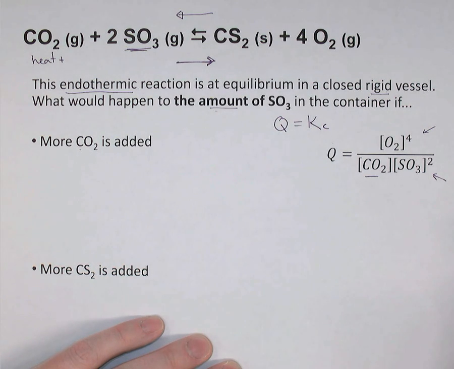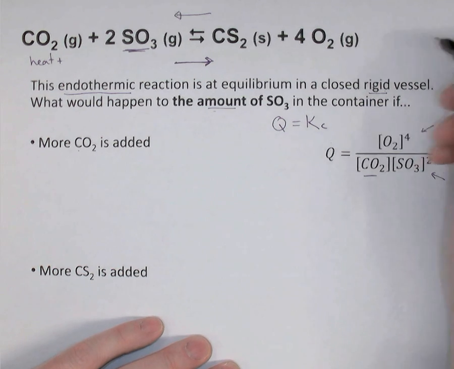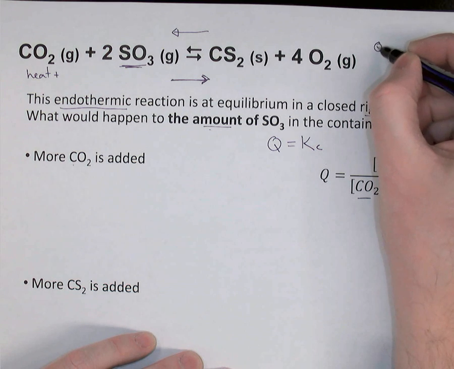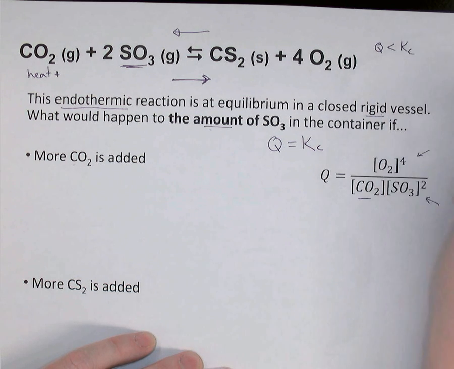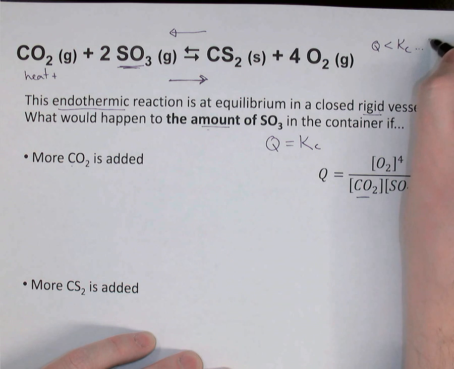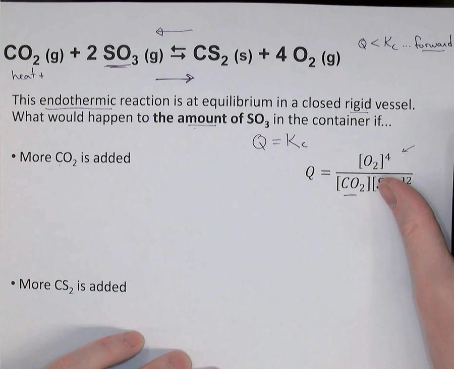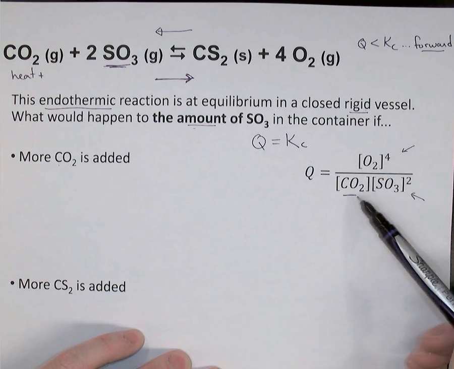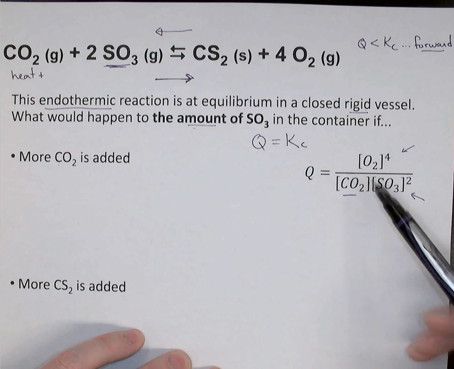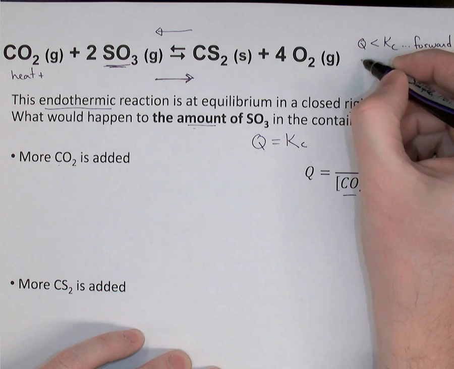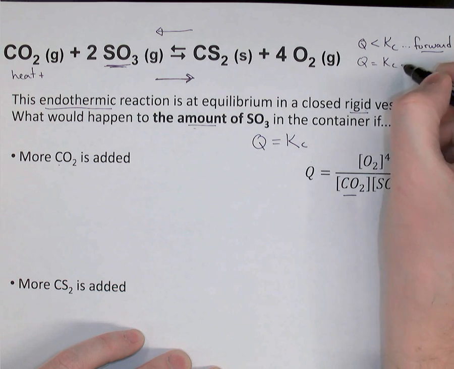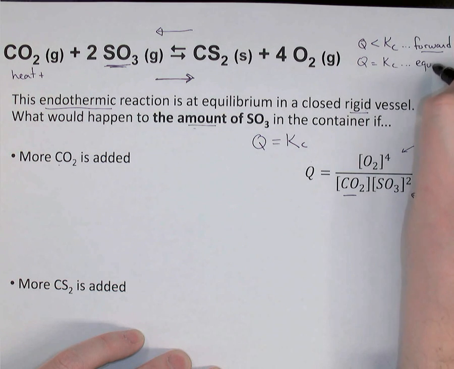Now, rather than go through all that reasoning about Q, if it's smaller than Kc, Q must get bigger, you can simply memorize, if you haven't already, that when Q is less than Kc, that creates a forward shift. For the reasoning I just laid out, Q will have to get bigger, and if Q is to get bigger, we need more products and we need less reactants. That would be a forward shift. If Q is equal to Kc, then there is no shift. You're at equilibrium.